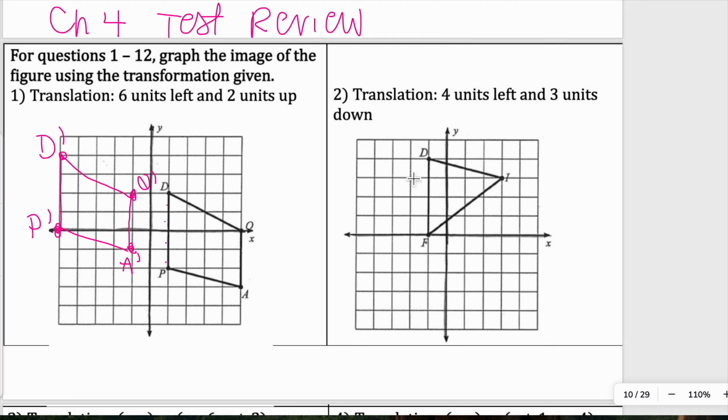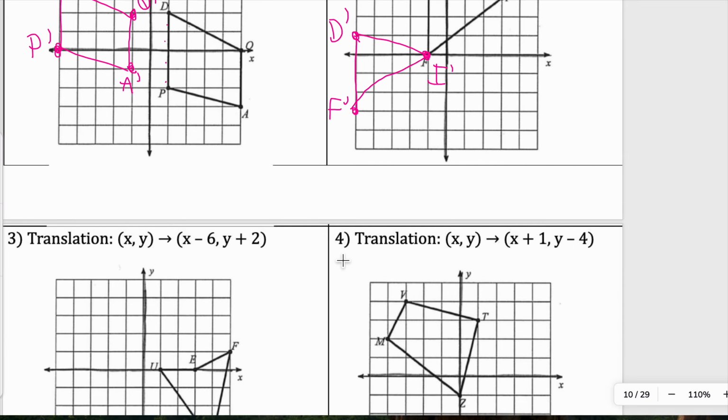For number 2, 4 to the left and 3 down. So starting with letter D, 1, 2, 3, 4, and down 1, 2, 3 for D prime. F is 1, 2, 3, 4 units down from that. So I'm just going to use that knowledge to help me with F prime. And then I, 1, 2, 3, 4, down 1, 2, 3. It's actually going to end up where F was. So we have D prime, I prime, and F prime. And then again, you're probably drawing better straight lines than I am at this point, and that's okay.